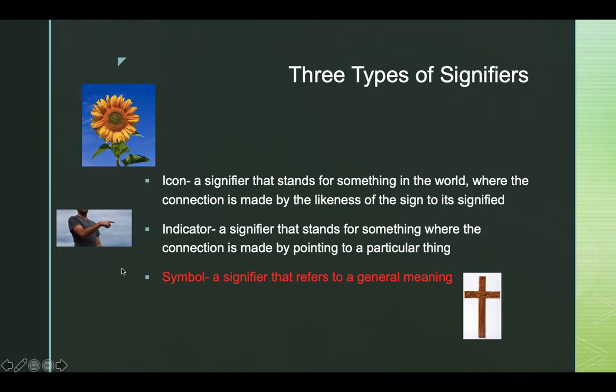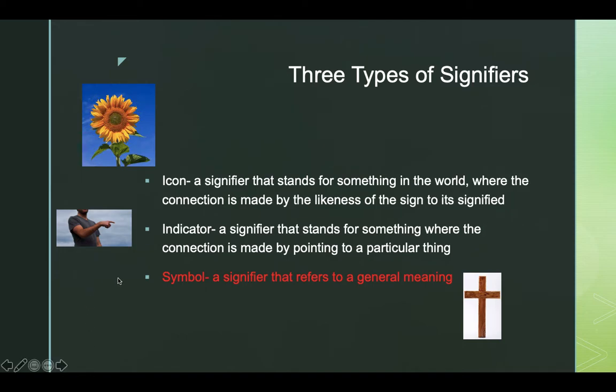This next one is an indicator, which is a signifier that stands for something where the connection is made by pointing to a particular thing. Take, for example, in this one, how a clock points to the time, or maybe a thermostat points to what temperature something is at. Or maybe even a gesture such as laughing or grunting, which don't have any surface level meaning, but we know them to be having a certain meaning, if that makes sense also.